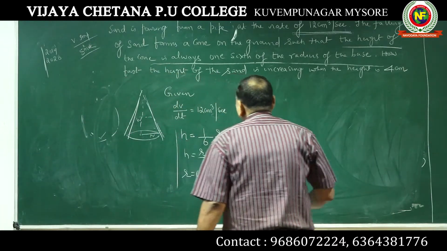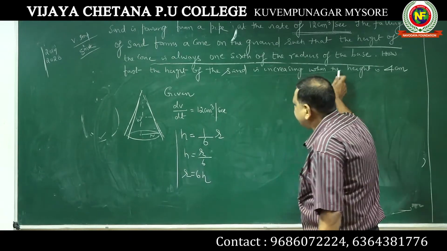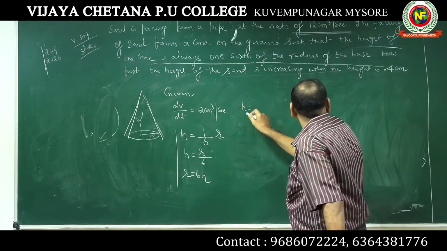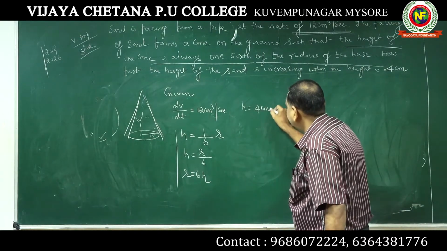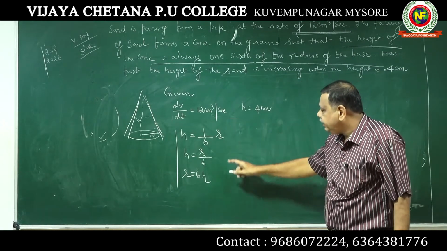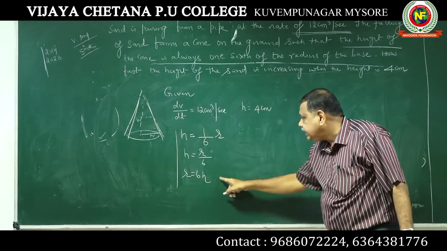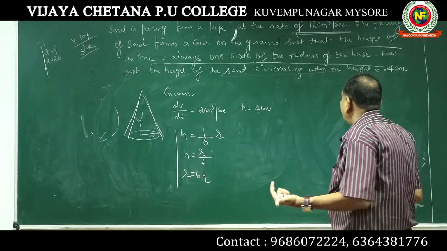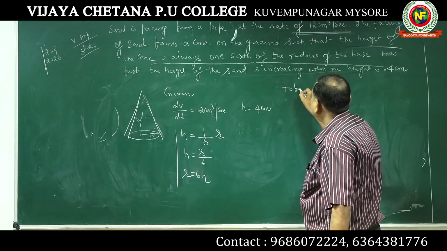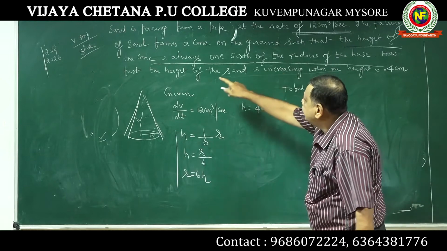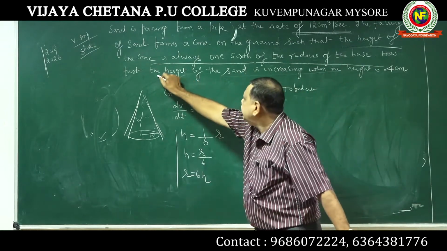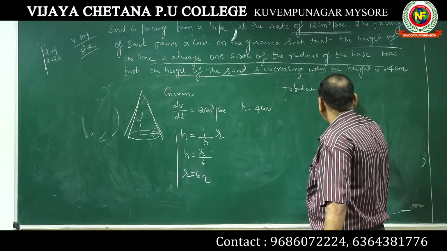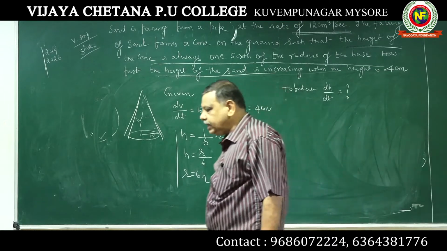What is he asking? How fast the height of the sand is increasing? That is dH by dt, how much, when the height is 4 centimeter. Height is also given, 4 centimeter. h is 4 centimeter is given, dV by dt is given, and also r is 6h because height is 1/6 of radius. What he is asking to find out is how fast the height of the sand is increasing. That is dH by dt, how much?